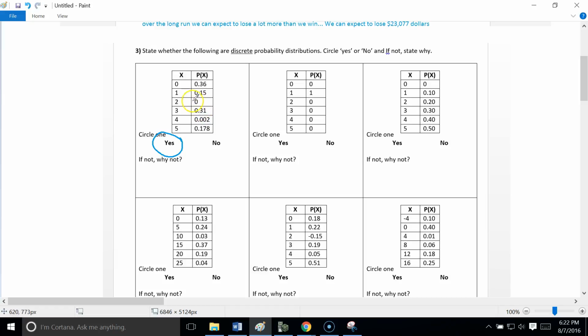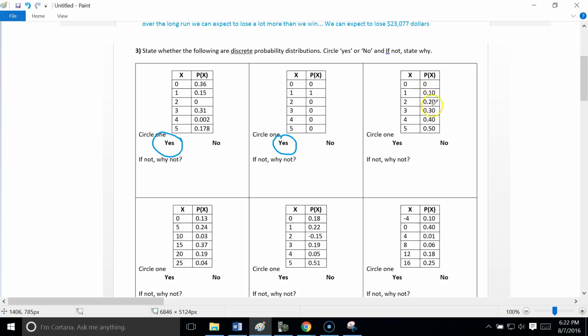Some people might be concerned about this, but that's okay. You're allowed to have a 0 as a probability. That means that 2 just can't happen, and that's fine. Looking at this one, everything looks good. Again, some people might be concerned about this part here, that they're all zeros, but that's okay. You're allowed to have all zeros as long as the two conditions are satisfied. Each probability is between 0 and 1, and the sum is equal to 1. So yeah, that's 1.